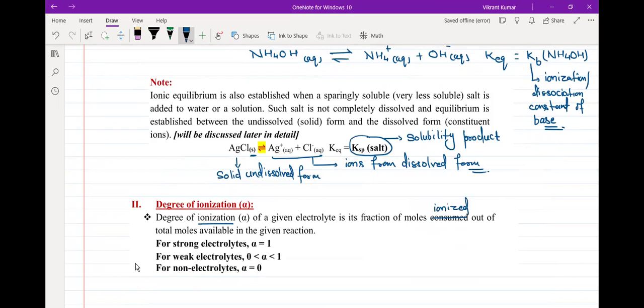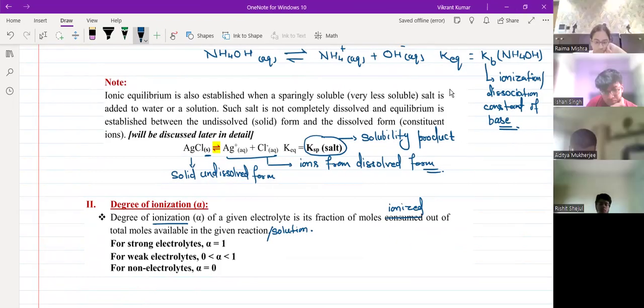Out of total moles available in the given reaction or solution, that is called degree of ionization. Consume means what? It means that much has ionized. So if I'm having a strong electrolyte, because it is 100% ionized, that's why we are saying it is having alpha value 1.